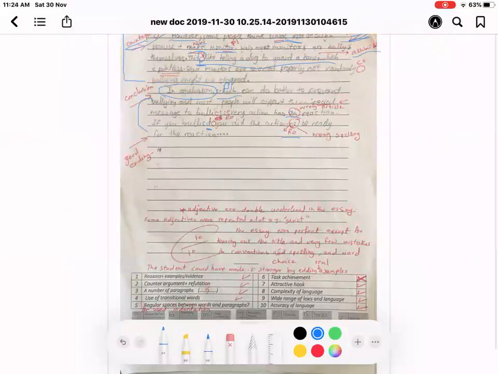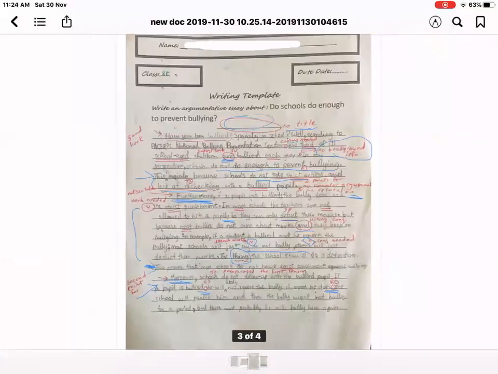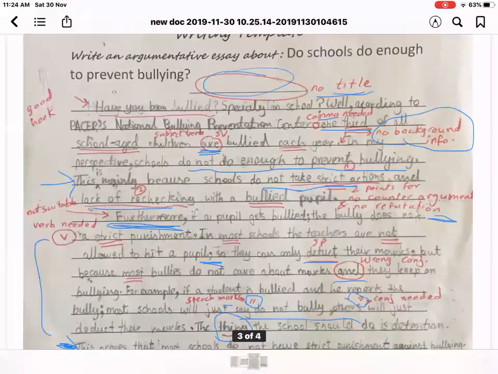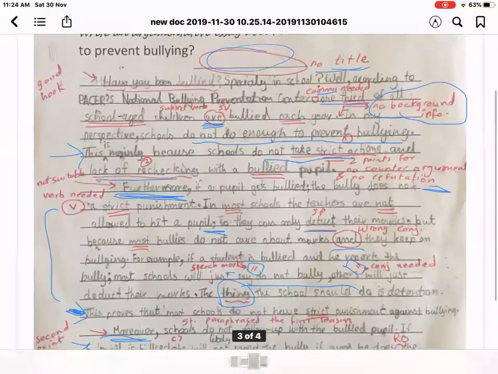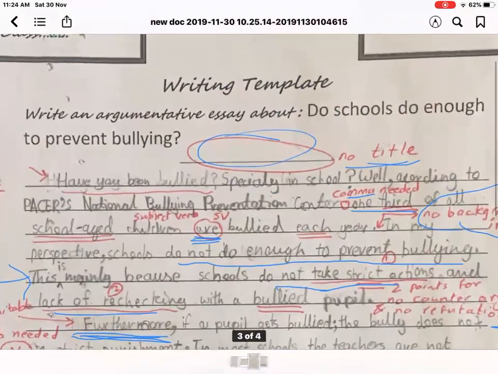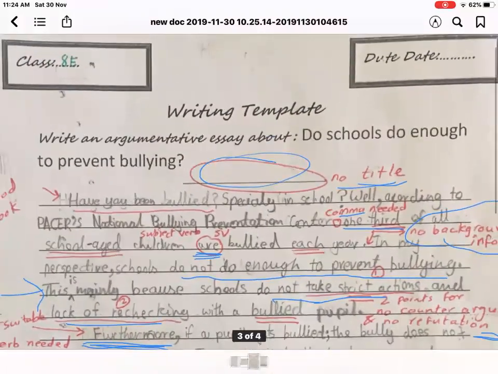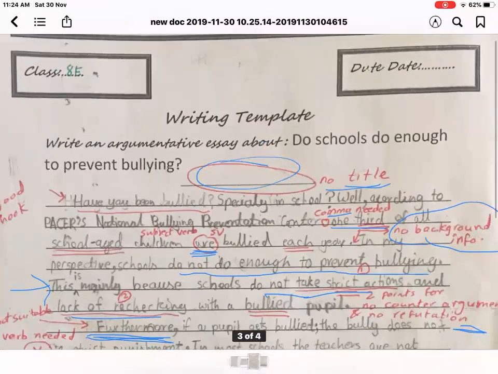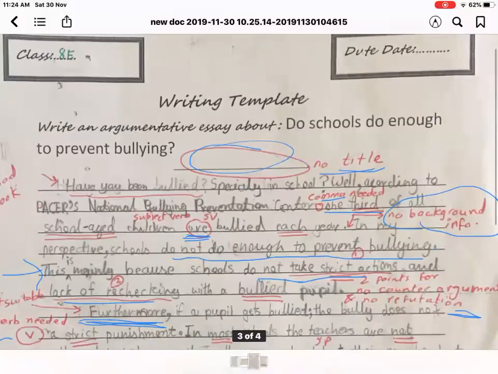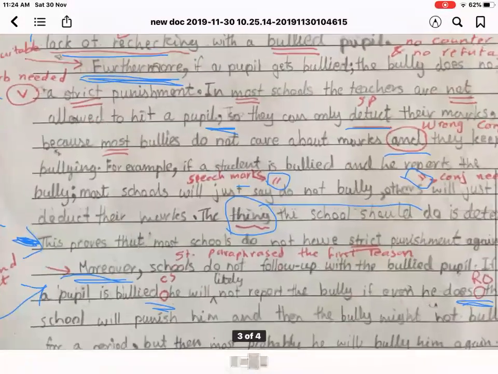So as you can see here, there was proper introduction with a hook, but no background, and a thesis statement is perfect, except for he mentioned both ideas, point 1 and point 2, but he didn't mention the counter claim in the thesis. He should have mentioned the counter claim here. That's a problem.